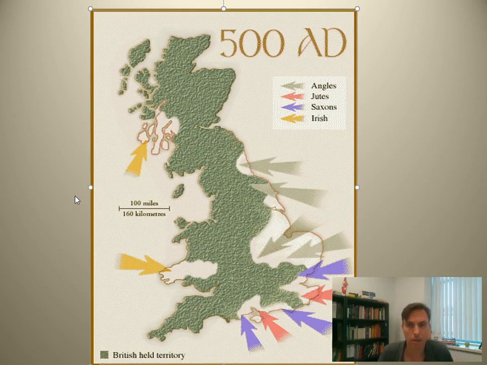The Angles, the Jutes, the Saxons. The Irish are Celtic. They're coming from the other way. They're also invading this weak island at this point. In fact, St. Patrick was originally Welsh and was kidnapped by Irish raiders and brought to Ireland. And then he was freed and went back. But anyway, that's another story.